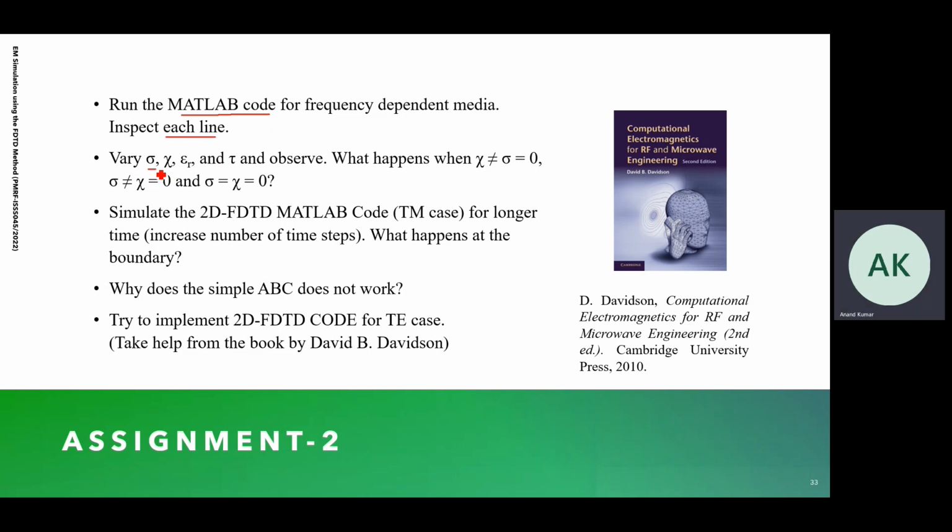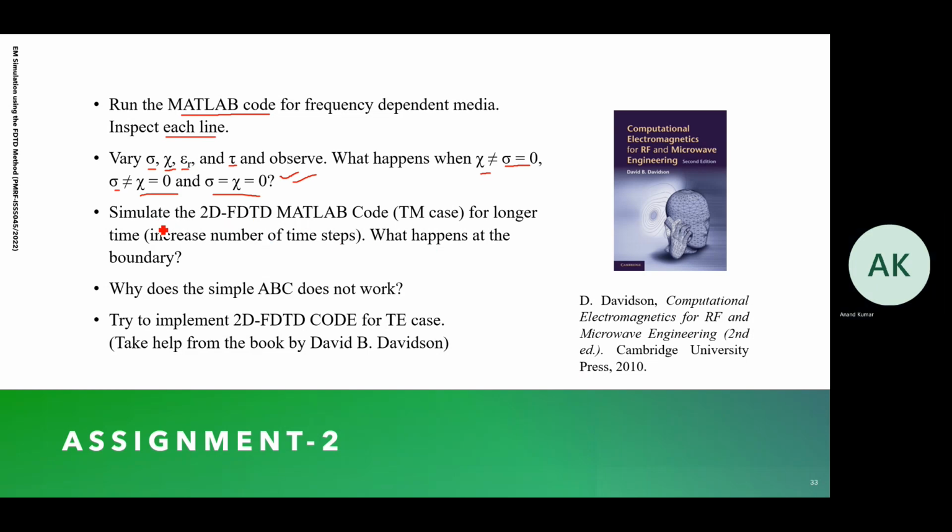Now, for the code with dispersive media, there will be these parameters: sigma, chi, epsilon r, and tau. You have to make sigma equal to 0 and chi not equal to 0, and see what happens. Make sigma non-zero and chi as 0, see what happens, and make both of them 0 and see what happens. Some of these results you have already seen in today's class, but it will be better if you try it out yourself and see how these things vary. It will help you grasp the code better and make you more confident in modifying the codes according to your needs.